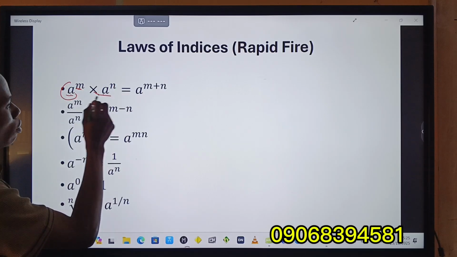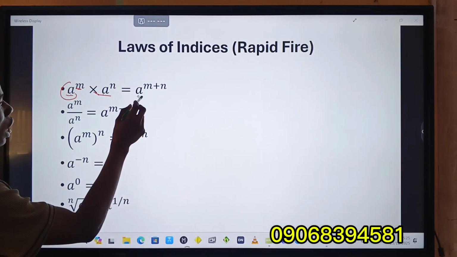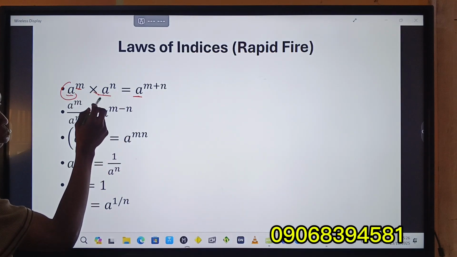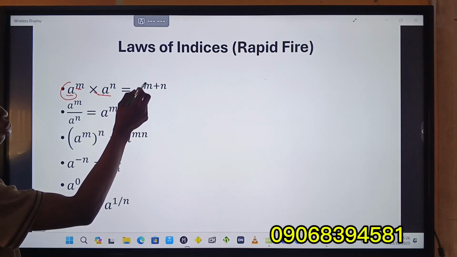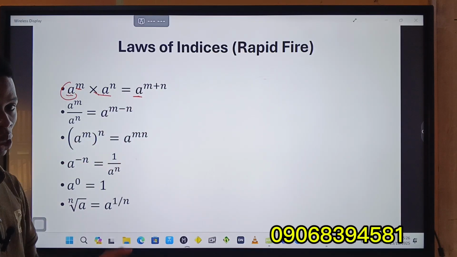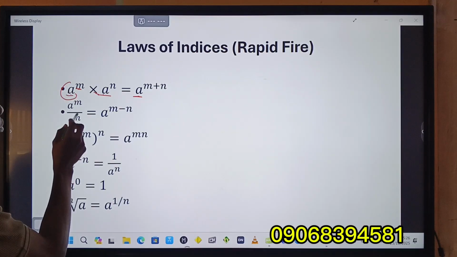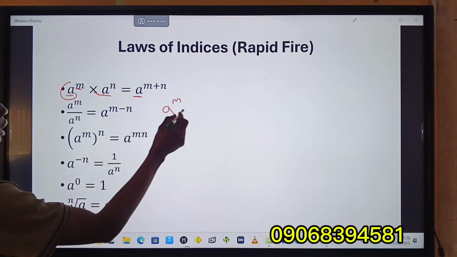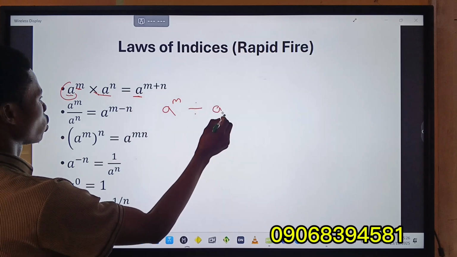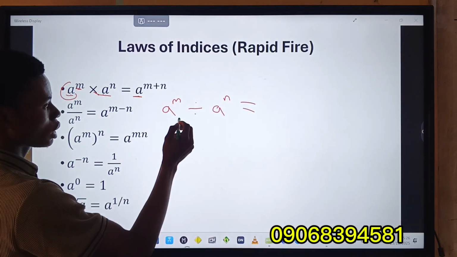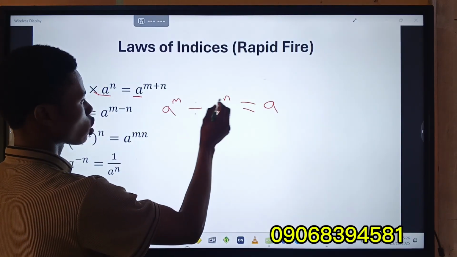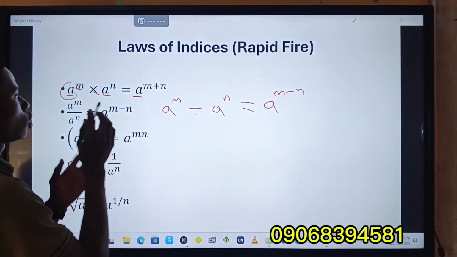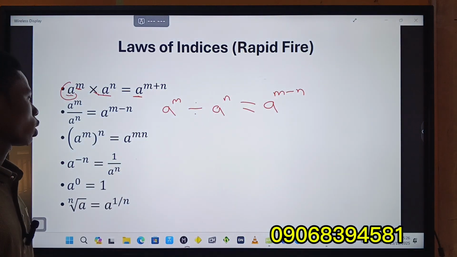So since the bases are the same, a and a, I took just one a, and since it is multiplication, I add the powers. So a raised to power m plus n. That's one law. We're going to see how we apply that and the shortcut for it. The second one, a raised to power m, divided by a raised to power n. Now the bases are the same, right? So I'll just take one a. Then since it's division, I will subtract the powers. So if it is multiplication, you add the powers. If it is division, you subtract the powers.